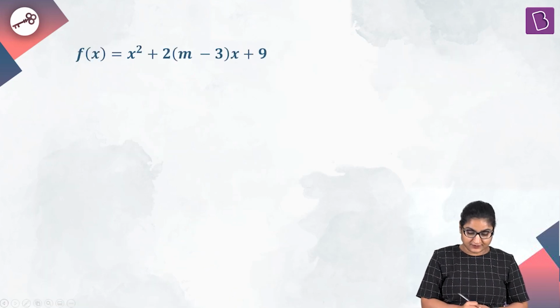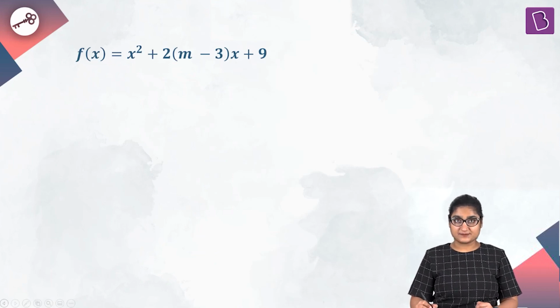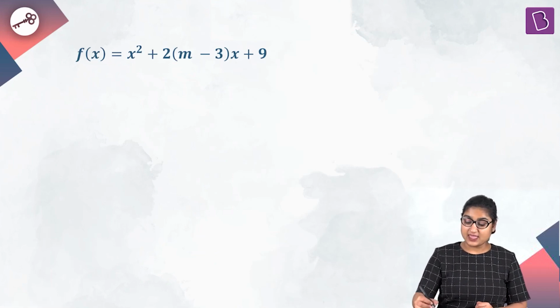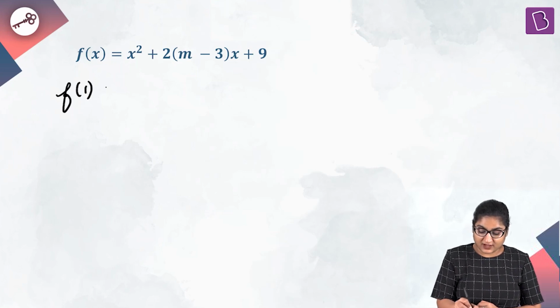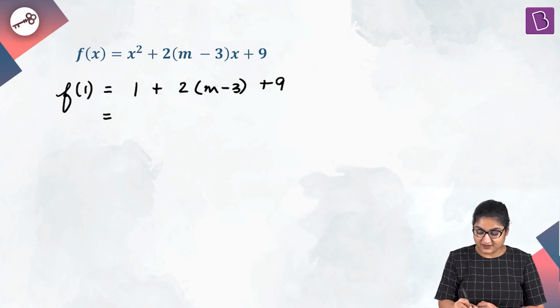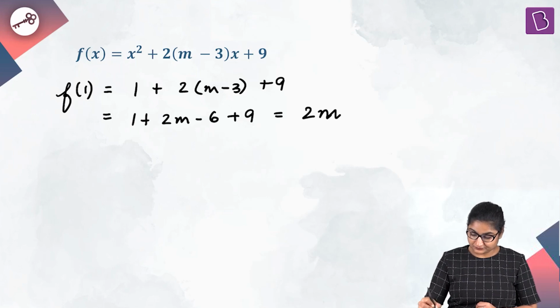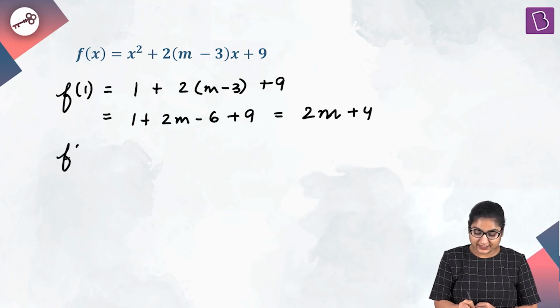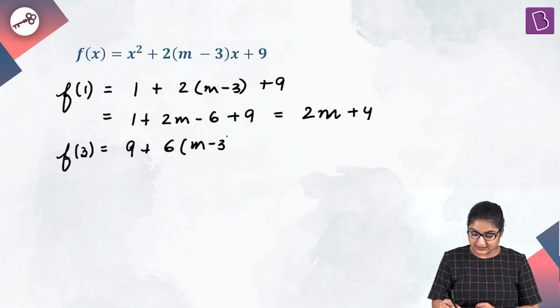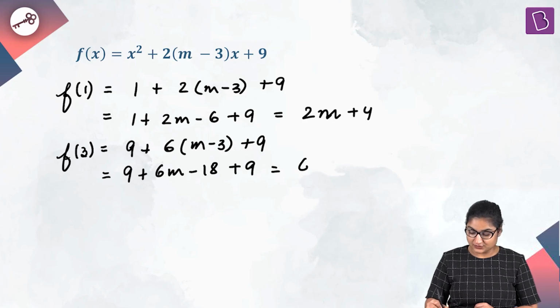All right. So if we defined f of x as x square plus 2 times m minus 3 times x plus 9, then we can find out f of 1 as 1 plus 2 times m minus 3 plus 9, which simplifies to give us 1 plus 2m minus 6 plus 9, which is equal to 2m plus 4. Similarly, let's calculate f of 3. It is equal to 9 plus 6 times m minus 3 plus 9. If I simplify it, what I get is 9 plus 6m minus 18 plus 9, which is equal to 6m.